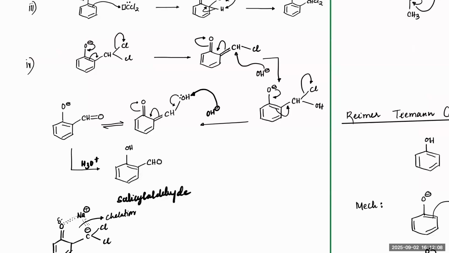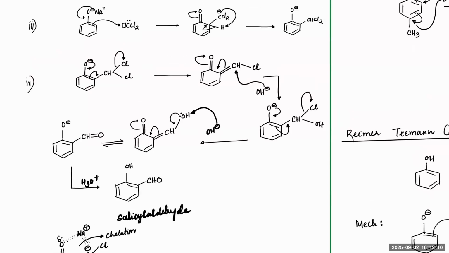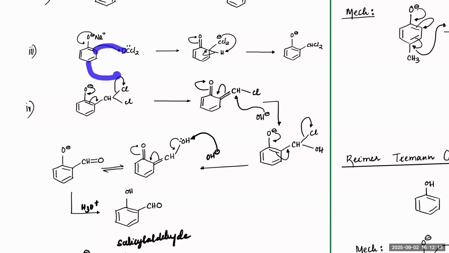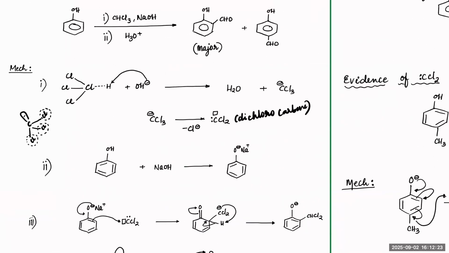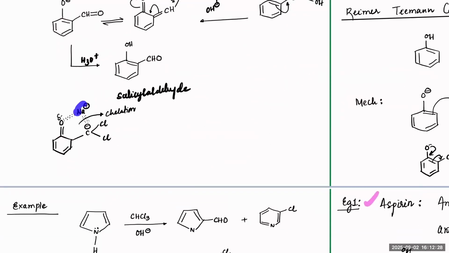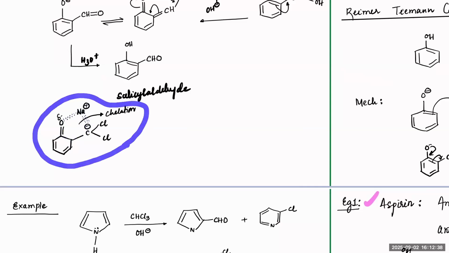Clear? Now you might wonder, sir, the attack is happening on ortho. Why can't it happen from the para position? It does, but that is not major. It is the minor product. See, the reason it is minor is that I'm using NaOH here, correct? With NaOH, the sodium size is appropriate to make a nice ring formation here. Which will stabilize the intermediate momentarily. When the electrophilic substitution happens, it will stabilize that group momentarily.